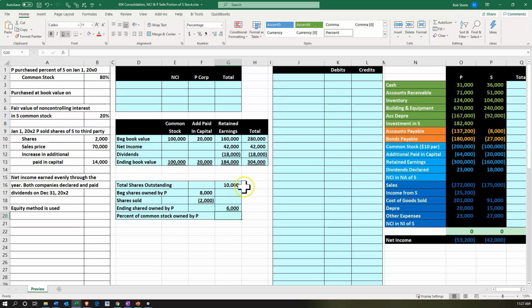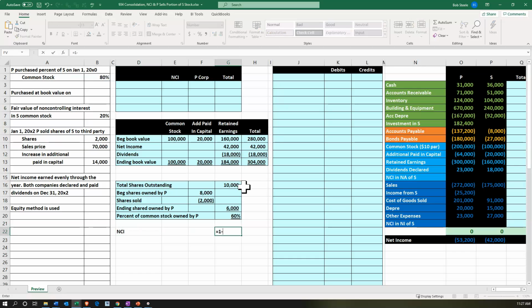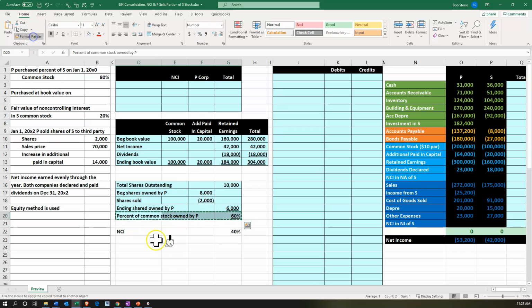There's still 10,000 outstanding. So now our new percentage will be the 6,000 divided by the 10,000. So now we're at 60%. That would mean that the non-controlling interest, let's put that here, would be 1 minus the 60, or the 40. Let's make that a percent. Go into the Home tab, Number group, Percent. Let's go ahead and make that a little blue line down here. So there we have that.